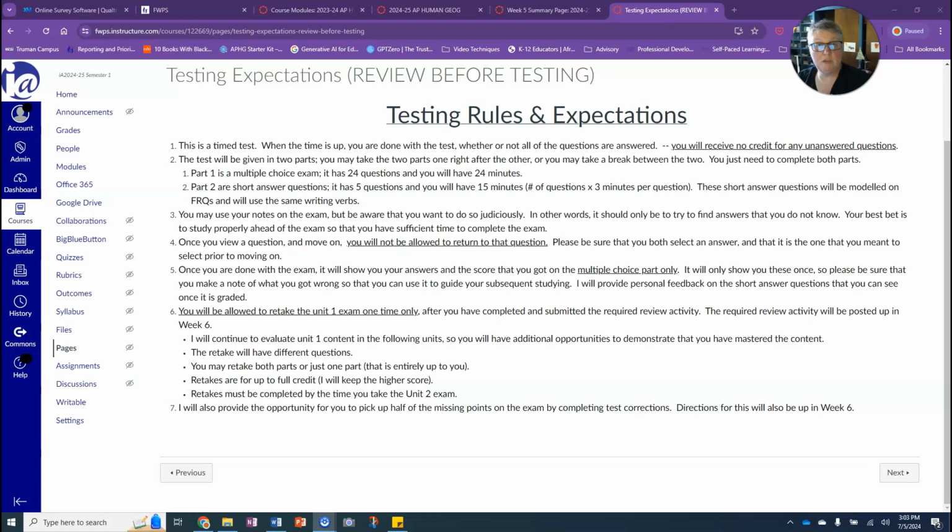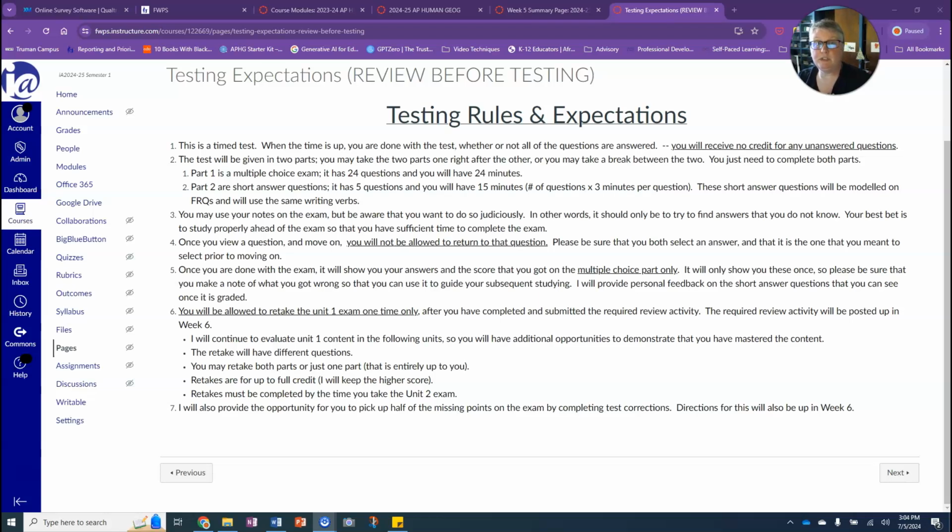Okay. You may retake one or both parts. That's entirely up to you. So if you feel like you did really well on one part but not the other, then just retake the part you didn't do well on. If you want to do both, do both. Up to you. Retakes are for up to full credit, and I keep the higher score. So if you do slightly worse on the retake, don't worry about it, because I'll keep the higher score for the exam.